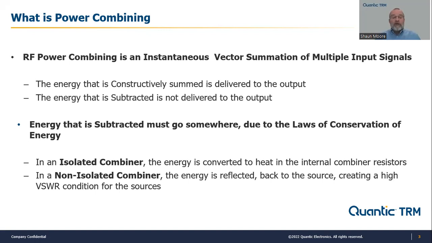And that energy has to go somewhere since we have a thing called the law of conservation of energy. In an isolated combiner, that energy is directed over to the internal terminations in the power combiner and is then converted over to heat. In a non-isolated combiner, that energy is reflected back towards the sources, which will create a higher VSWR condition for those sources, in which case those sources will have to absorb the energy.